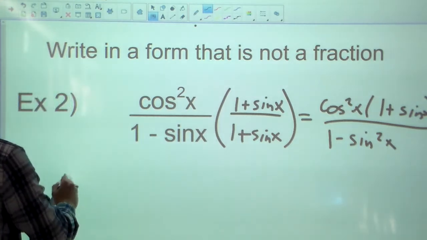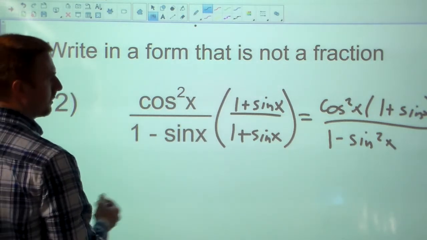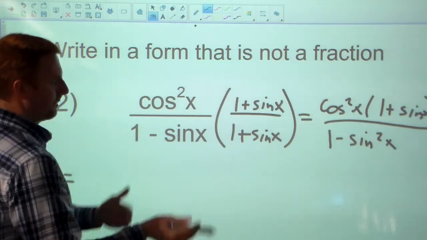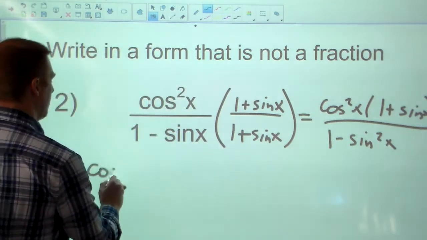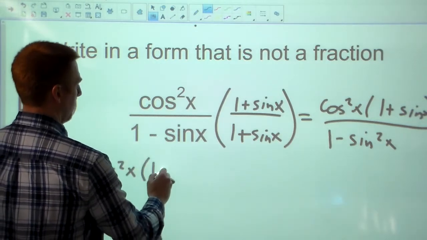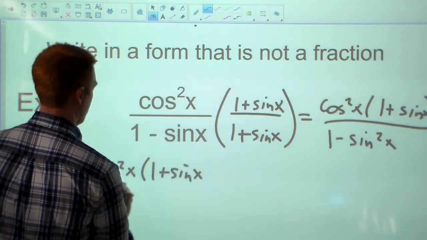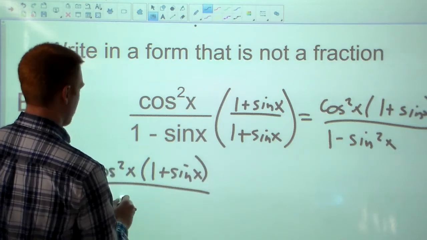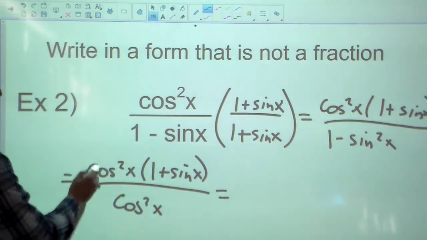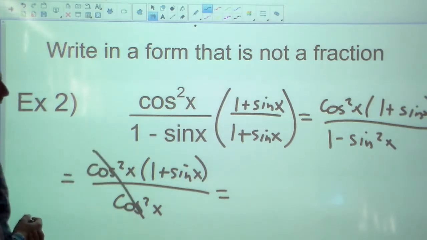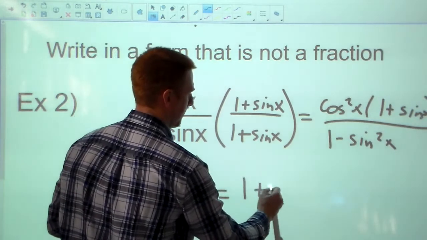Now, since it's 1 minus sine squared x on the bottom, from the same thing we did earlier, this can be turned into cosine squared x. So on top, cosine squared x times 1 plus sine x, all over cosine squared x. And since that can divide out and become 1, you're left with 1 plus sine x.